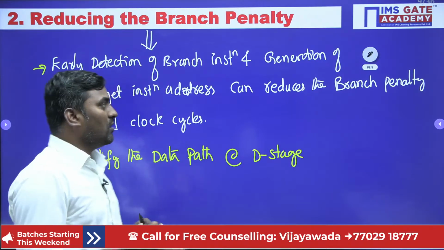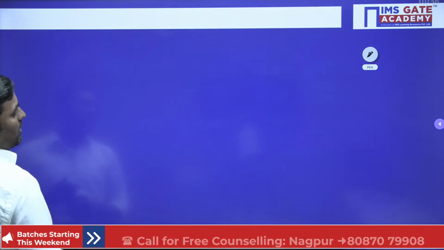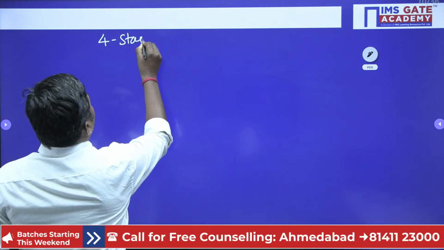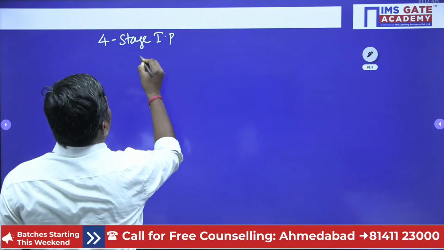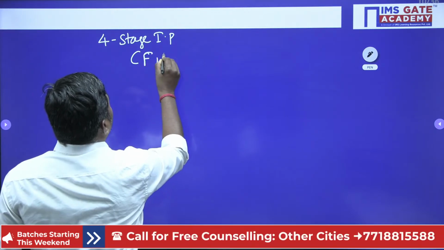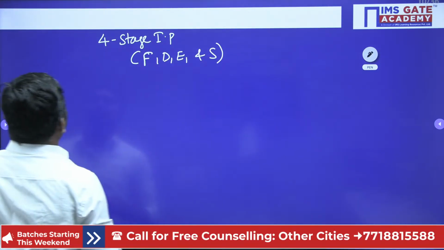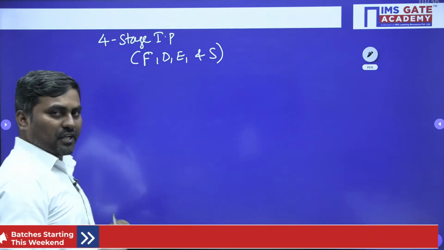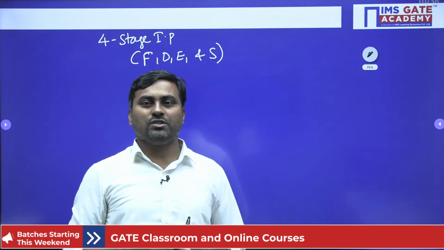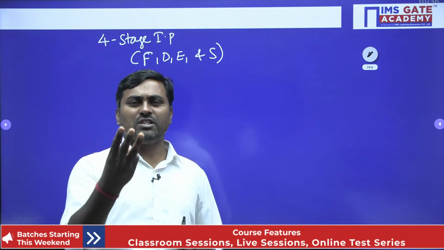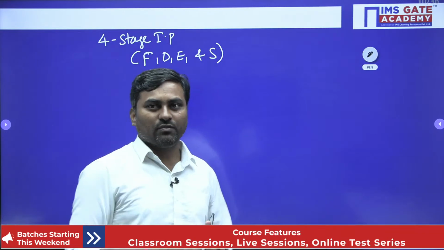Sir, how will this happen? Observe here. I am taking the 4-stage instruction pipeline. The stages are fetch, decode, execute and store. Now in the same example, the program has 10 instructions, the second instruction is the branch instruction and the target is the 10th instruction. 3 stalls are wasted, or not?